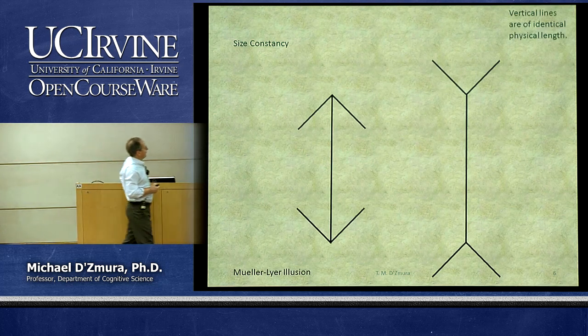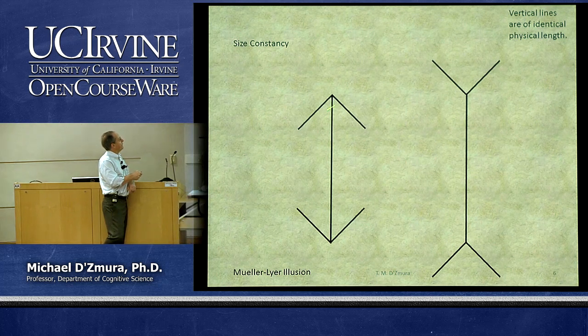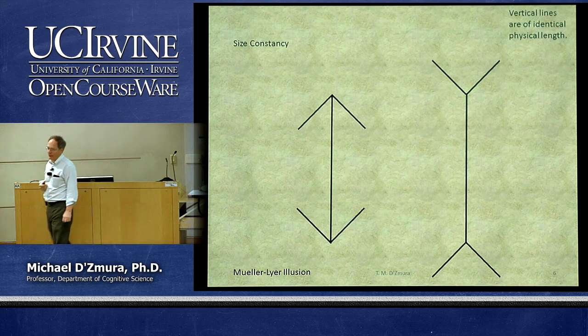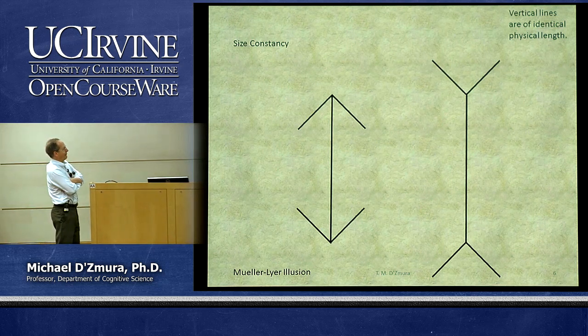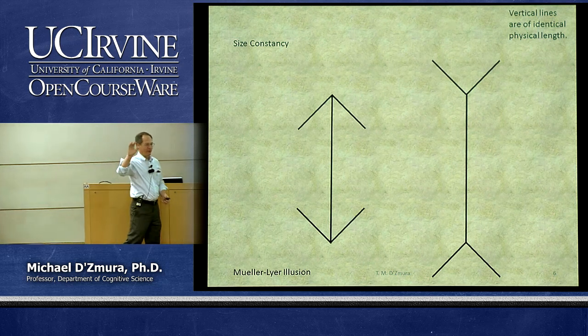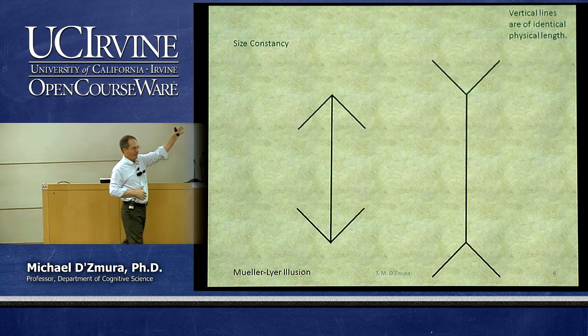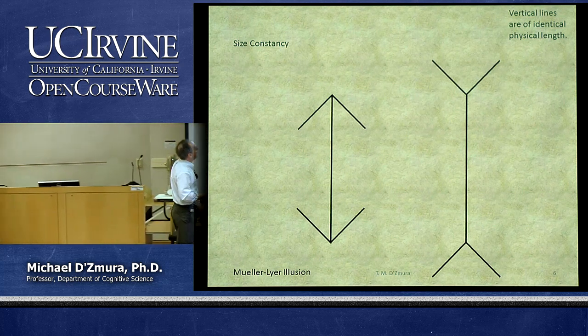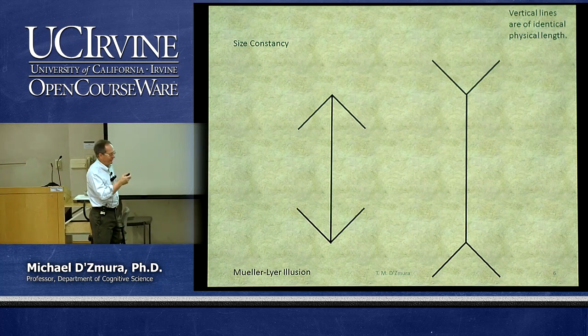Here is something similar. This is a Miller-Lyer illusion. And it's an illusion because these vertical line segments here at the left and here at the right are of identical length. Now, if you look at that, one of those vertical line segments looks longer. How many people think the one on the left looks longer? How many people think the one on the right looks longer? Yeah, most people would say yes. The one on the right looks longer. We have to ask ourselves why it looks longer, because in fact they are of the same length.